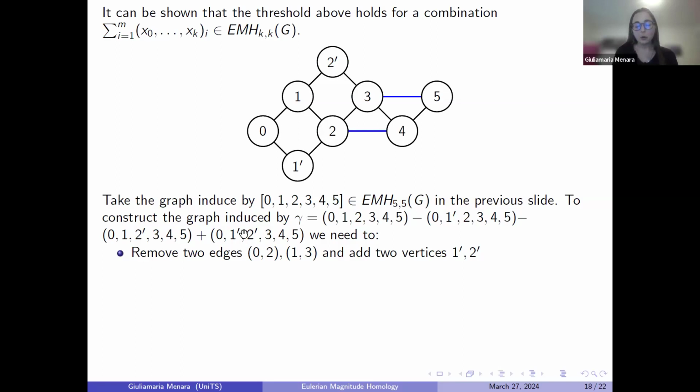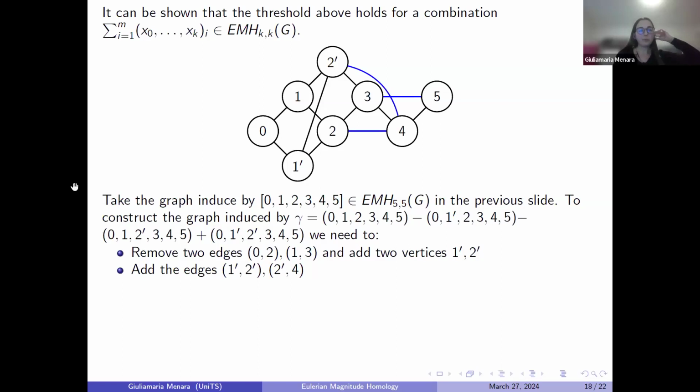Then here we want to have the trail 0, 1 prime, 2 prime, 3, 4, 5. So we're going to have to add this edge 1 prime, 2 prime. And then, we need this other edge 2 prime, 4 because we need the triangle to be there. We need the differential to cancel when we remove the 3. So now, what's happening here?